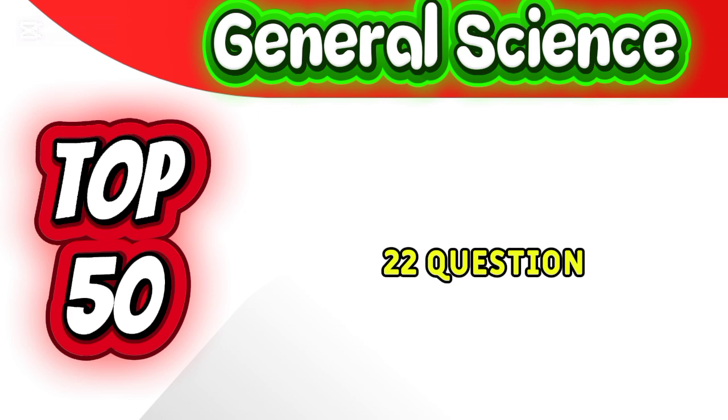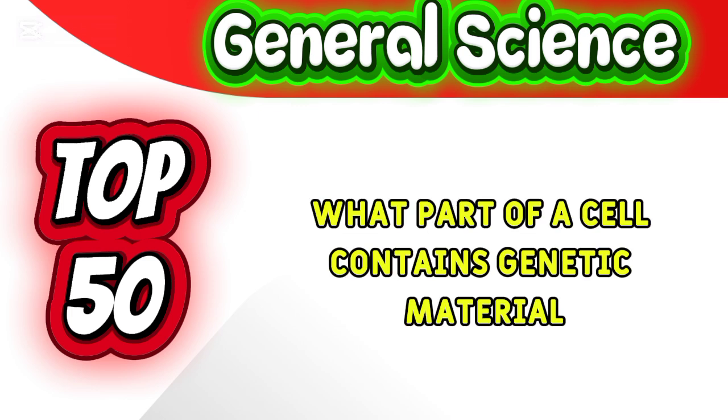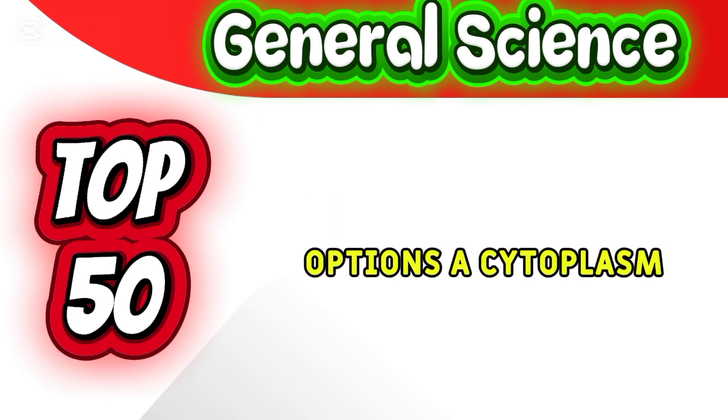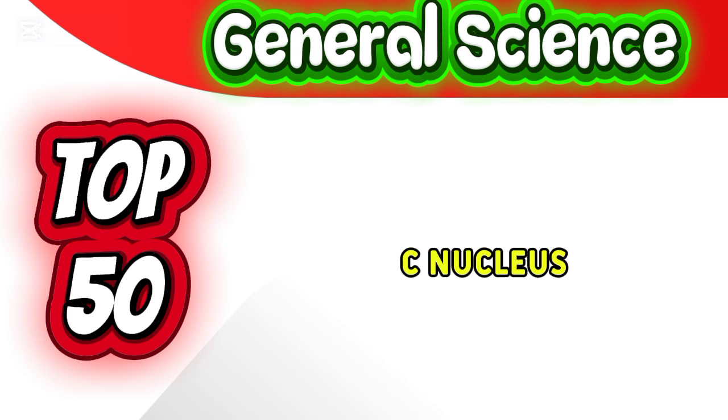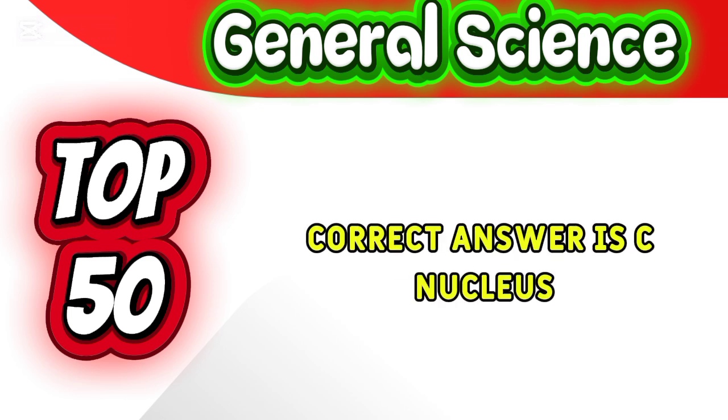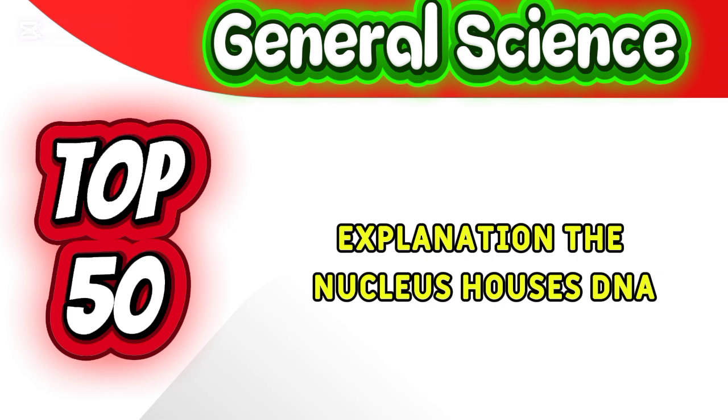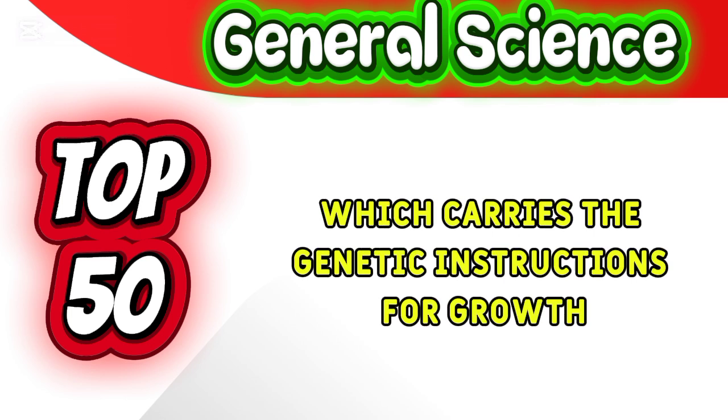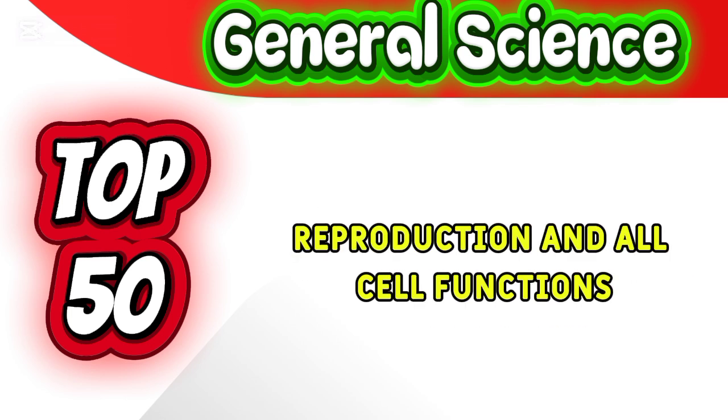22. Question: what part of a cell contains genetic material? Options: A, cytoplasm; B, ribosome; C, nucleus; D, cell membrane. Correct answer is C, nucleus. Explanation: the nucleus houses DNA, which carries the genetic instructions for growth, reproduction, and all cell functions.